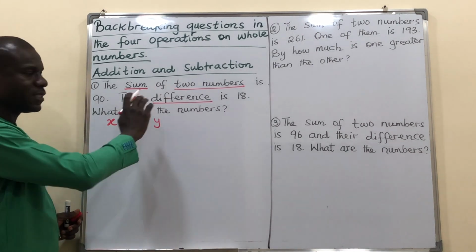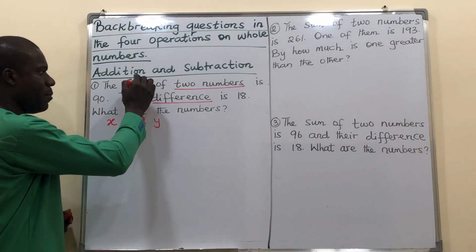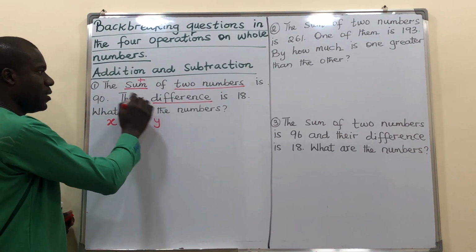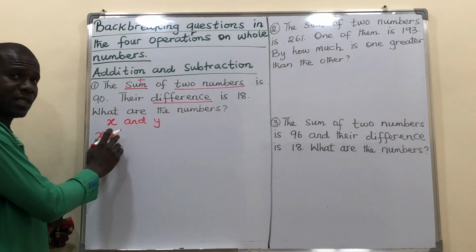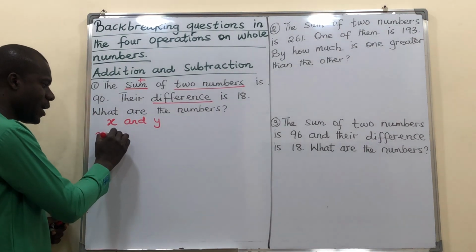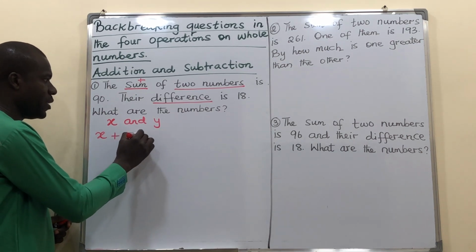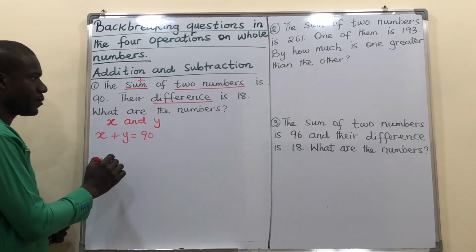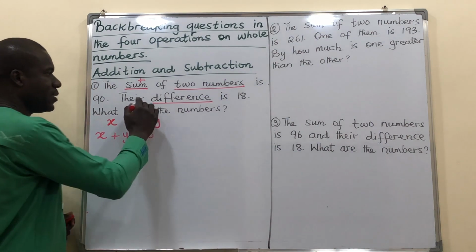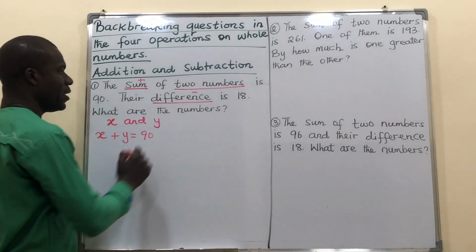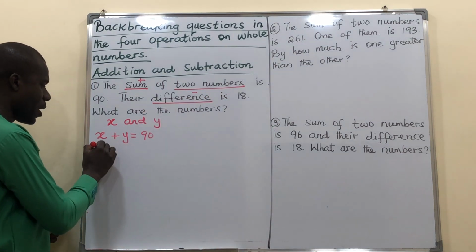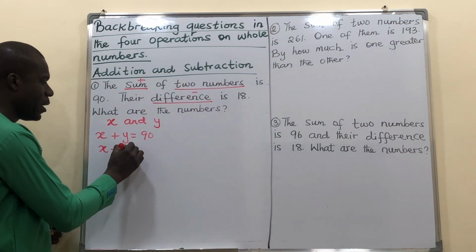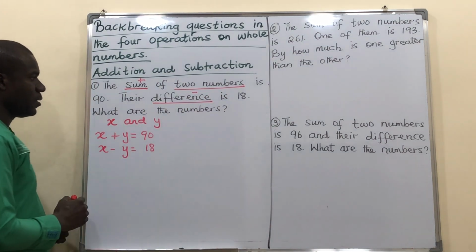The first sentence says the sum. Remember, sum means plus. The sum of two numbers is this. So the two numbers being represented with X and Y, X plus Y will give me 90. The second sentence, their difference. Difference here means minus in mathematics. Their difference is 18. So X minus Y equals 18.